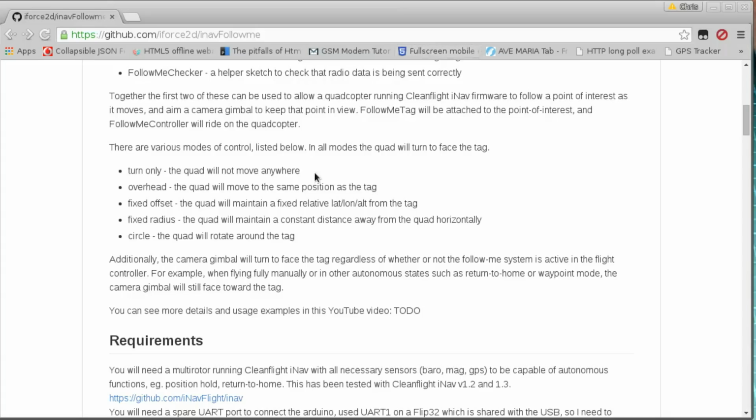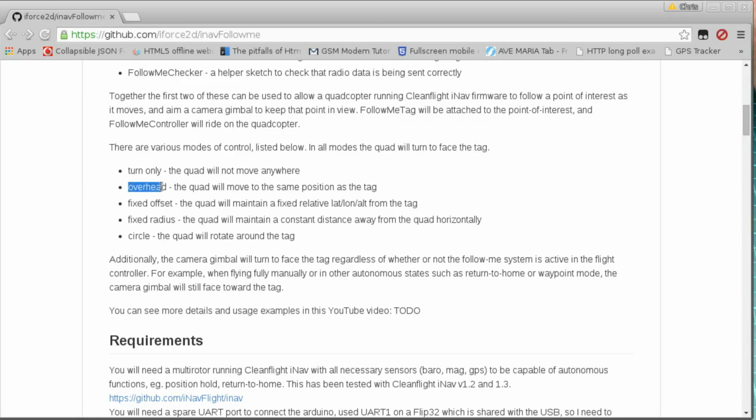Anyway, what was I looking at here? Okay, so let's have a look at some video that I got of each of these modes. I'll just briefly list them here. Turn only is the simplest one, and you should probably start from the simplest one first, just in case you didn't get it right and you have problems. So turn only is basically just position hold, except that the quad will change its heading to point towards the follow me tag. So that's a good one to confirm that at least the compass and relative latitude and longitude and everything is correct.